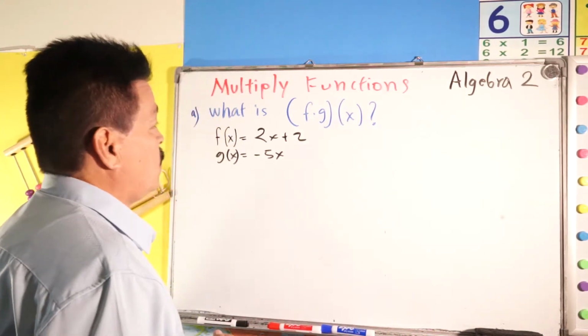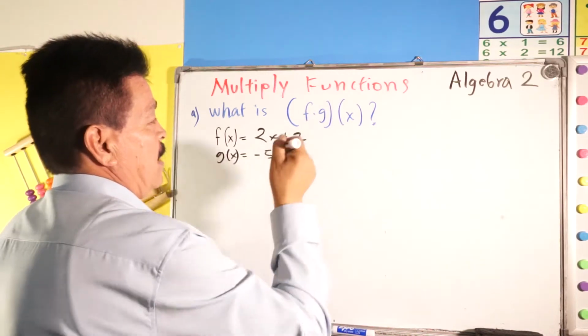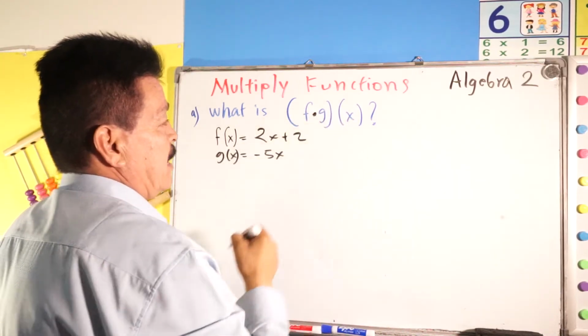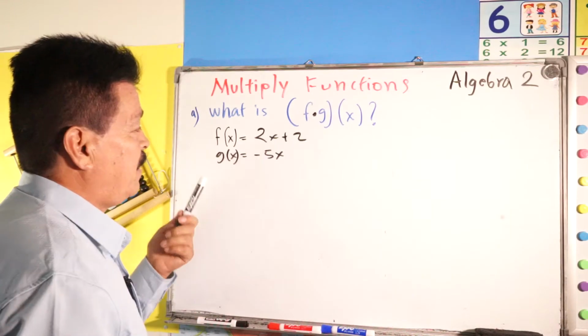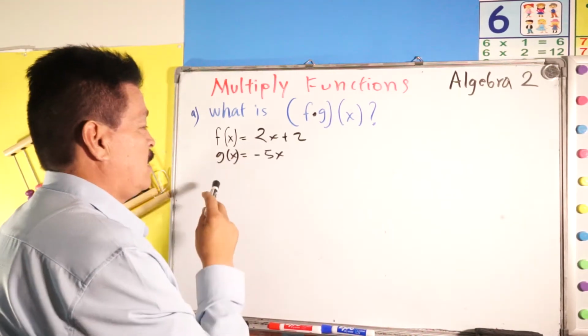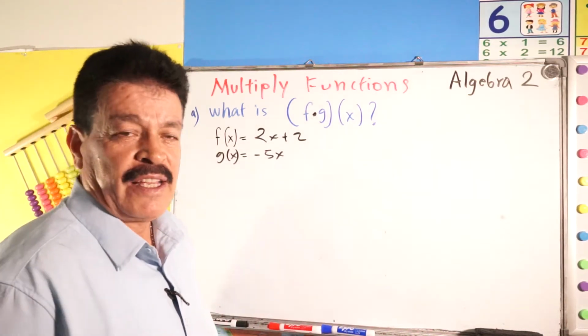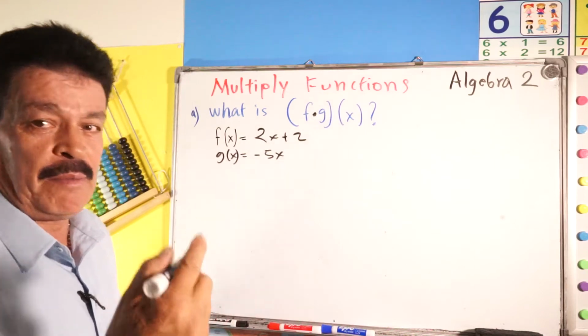Our problem is: what is (f times g)(x)? So f(x) equals 2x plus 2, and g(x) equals negative 5x. All right, remember this idea.